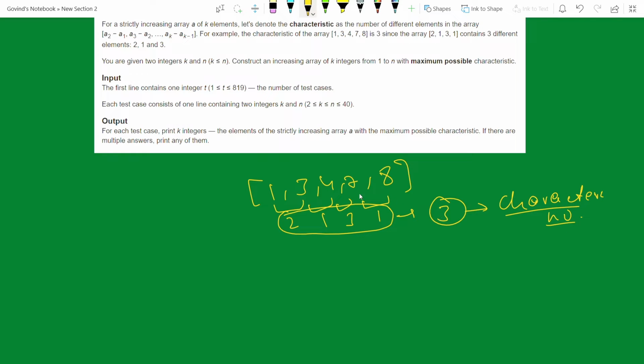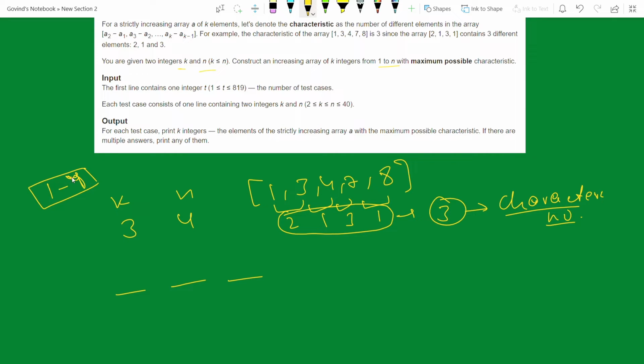Okay, so next, what is given in the question? We are given two integers, k and n, and we need to construct a strictly increasing array by using numbers from 1 to n, and it should have the maximum possible characteristic value. Let's see what it is saying. If we have k as 3 and n as 4, we need to construct an array of size 3, and we can use the numbers from the range 1 to 4, exactly once.